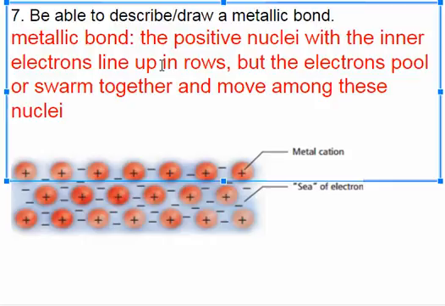Each atom only has one or maybe two electrons by itself. So instead, a group of 8 gets into a swarm and they move from one nucleus to the next. And when they're by a nucleus, that nucleus is stable because now it's got 8 electrons around it.